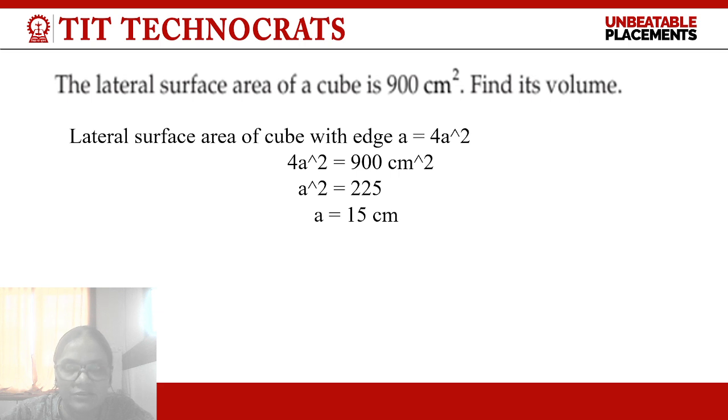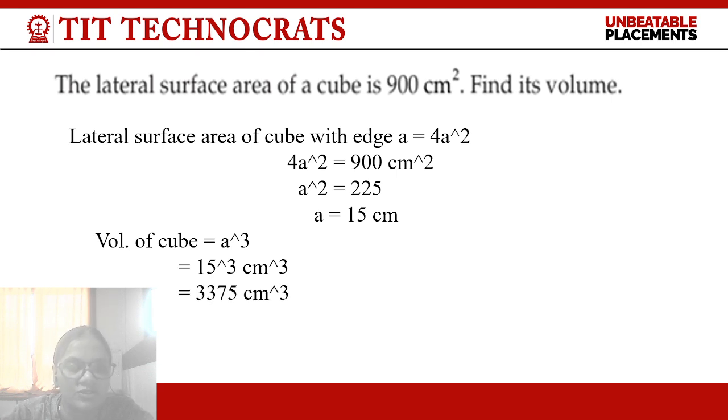Now they're asking us to find the volume of the cube. And we know the volume of a cube is A cube. And here the value of A is 15. If we put the value of A equal to 15, we'll get the volume of the cube as 15 cube, which is equal to 3375. So the volume of this cube is 3375 cubic centimeters.